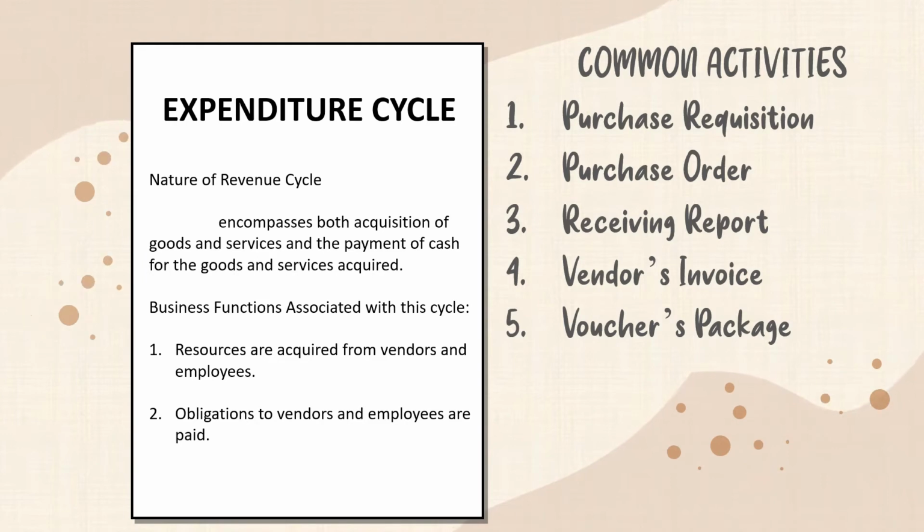Now, let's move on to the expenditure cycle. The nature of this cycle encompasses both acquisition of goods and services and the payment of cash for the goods and services acquired. Now, what are the functions of this cycle? The business functions associated with this cycle. First one is resources are acquired from vendors and employees.